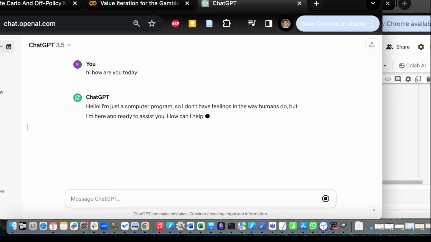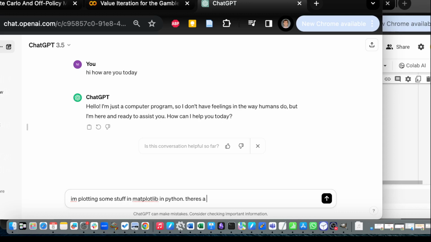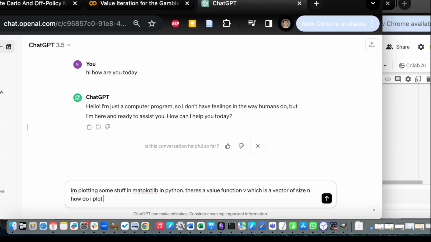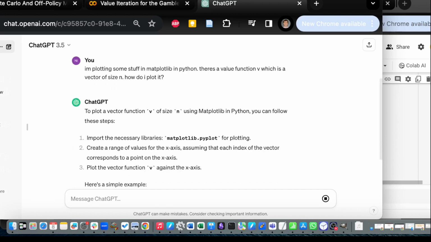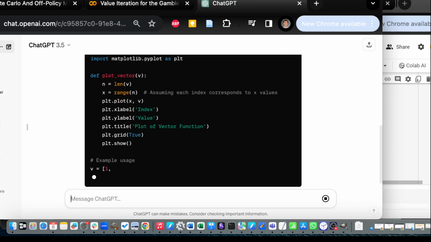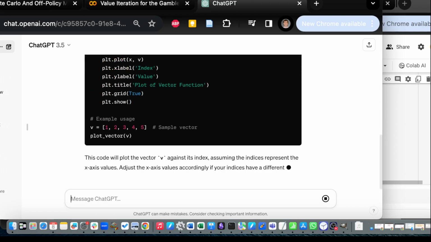Okay. All right. I'm plotting some stuff in matplotlib in Python. There's a value function v, which is a vector of size n. How do I plot it? Okay, we did that. Nice example, plot vector.